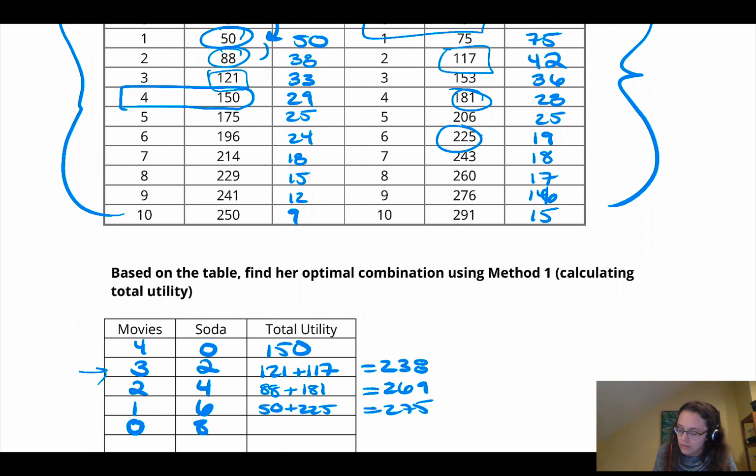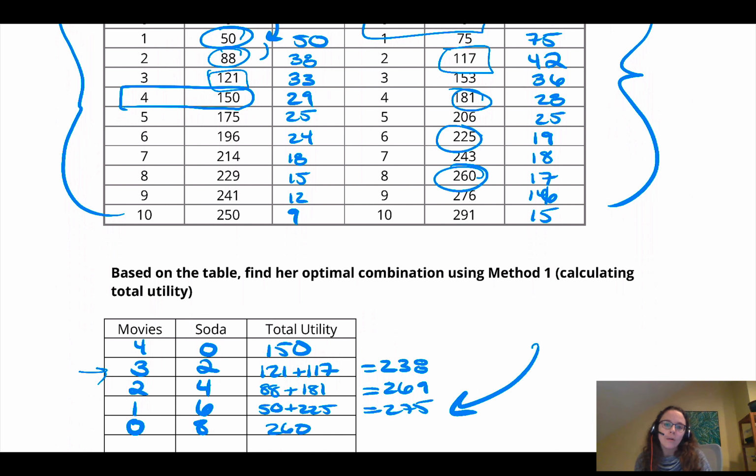Even better. And what if she does all sodas? That's $2.60. All right. So we're going to pick the thing that makes her the most happy, which is this one. We're going to spend all her money. So $2.75 is the most amount of joy she can get out of ways to spend all of her money.